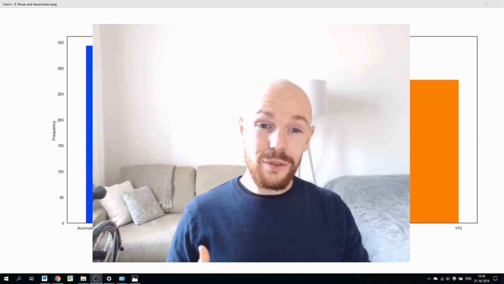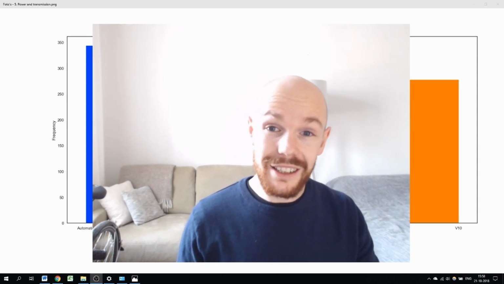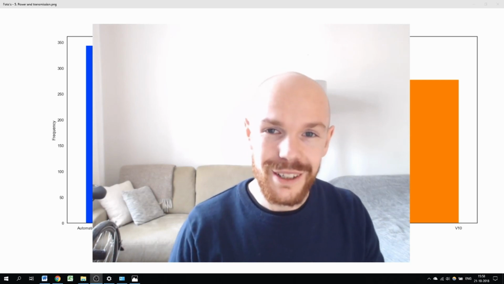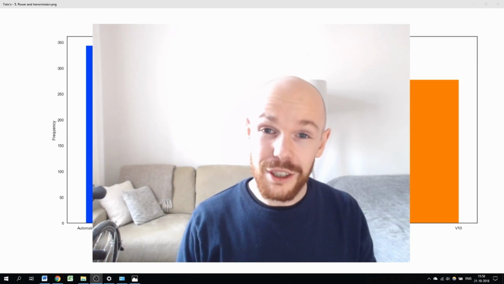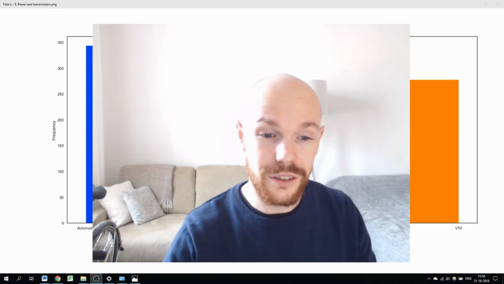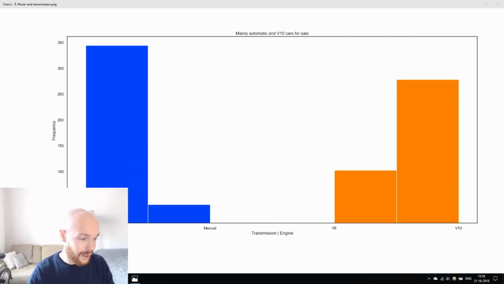Now we got a little bit of a feel for the market, like how the distribution looks for the prices, for the years and the kilometers. But now the real interesting thing starts. Let's actually investigate the relationships between these variables and see if we can find some good deals in the market. I make myself small again and we continue to the next graph.